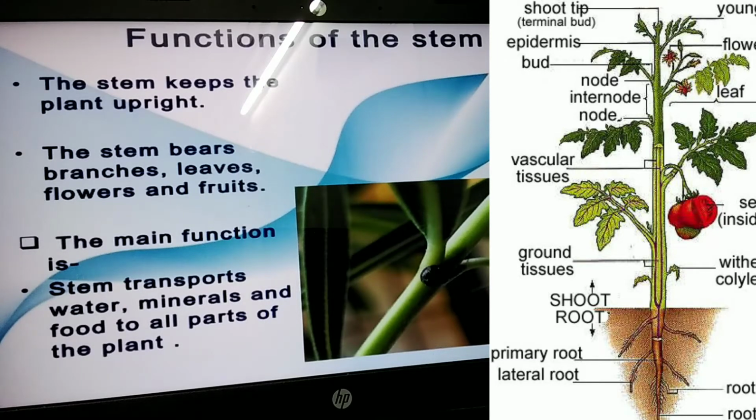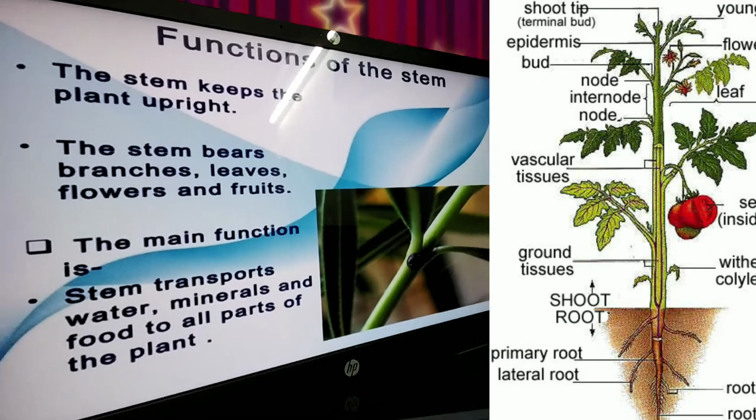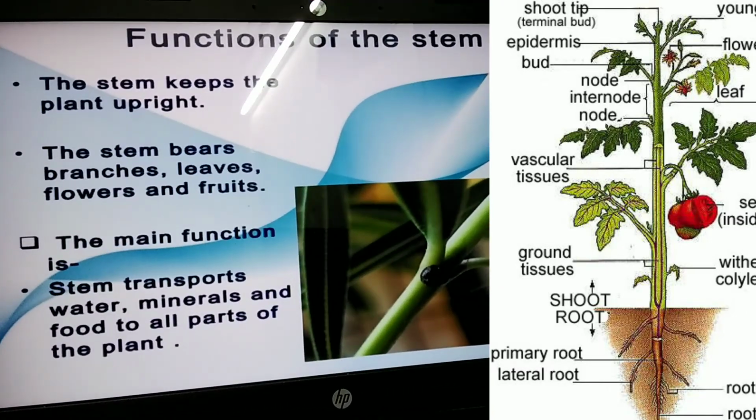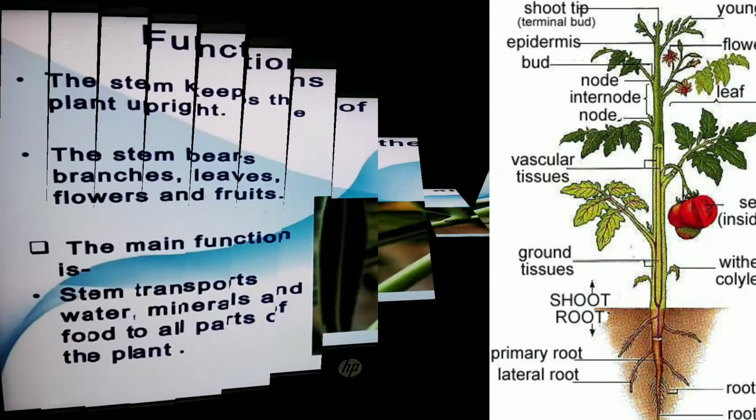Stems have tubes to conduct water from the roots to all parts of the shoot system and the prepared food from the leaves to all parts of the plant including roots. Leaves arise from certain points on the stem. Those are called nodes.